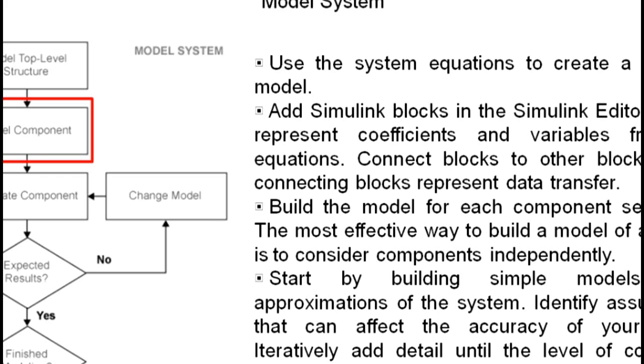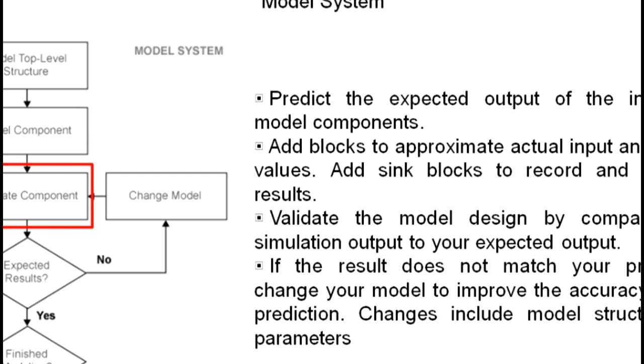The most effective way to build a model of a system is to consider each of its components independently. We start by building simple models, an approximation of the system. We identify assumptions that can affect the accuracy of our models and iteratively add details until the level of complexity satisfies the accuracy and the modeling requirements. After we build a model component, we can simulate to validate its design.